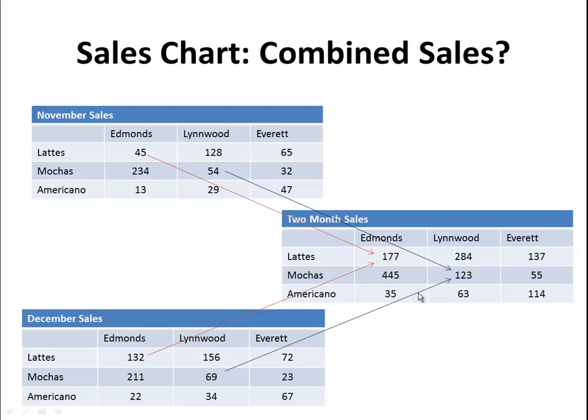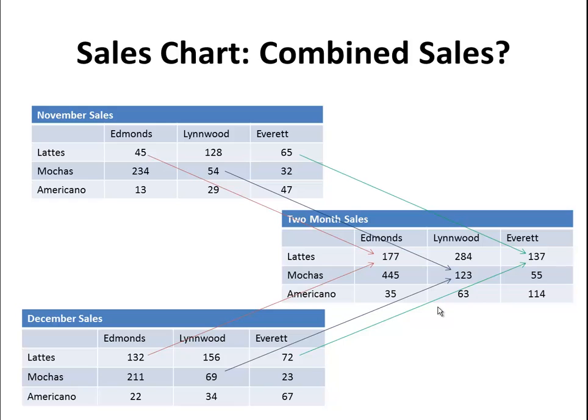So like if we were looking at Linwood mochas, and that's the row 2, second column of this chart here, we would take row 2, second column of that chart, and then the same thing with this chart, and we'd put them together. And then if we were looking for Everett lattes, we would take the information from the first chart about Everett lattes, take the information of Everett lattes in December, and then add them together, and we consistently do that throughout the same chart.